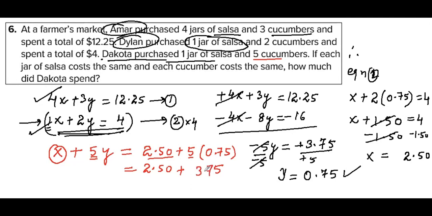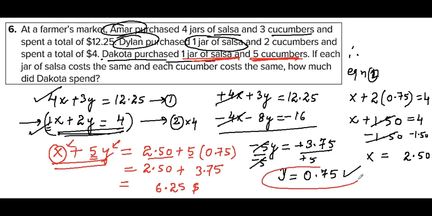37. So this is 3.75. Add these two, what are you getting? 5, 7 and 5, 12. 3 and 2, 5 and $6.25. So this is the money paid by Dakota. Dakota is x plus 5y. Substitute the value of x and the value of y, which we are getting from here and here. So question number 18 is done.